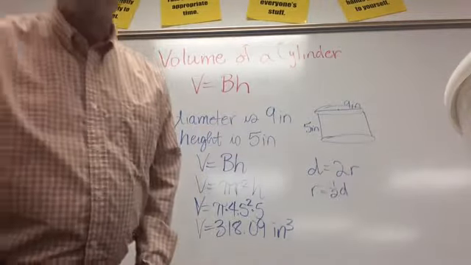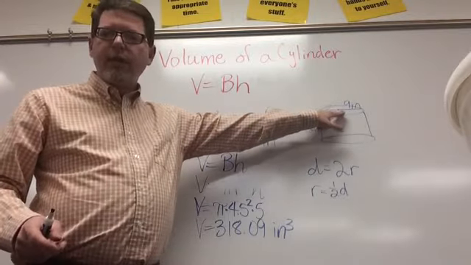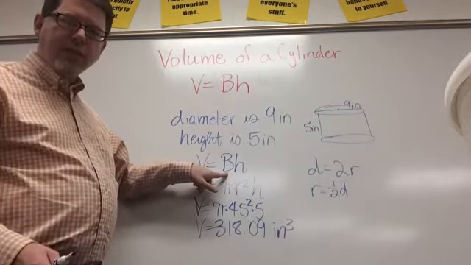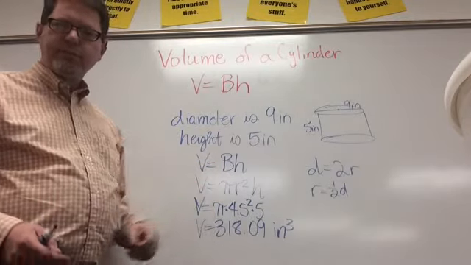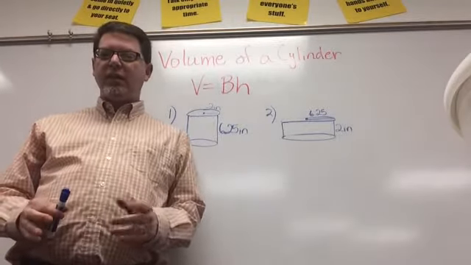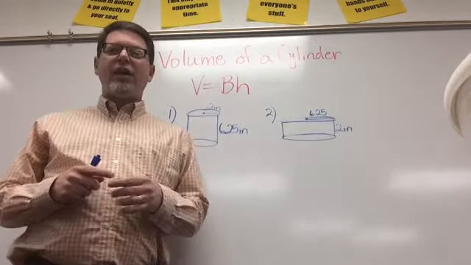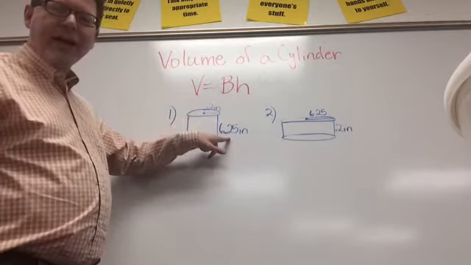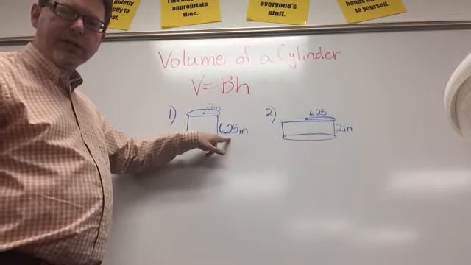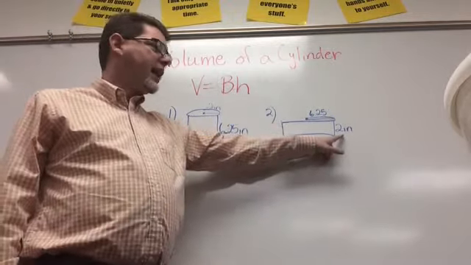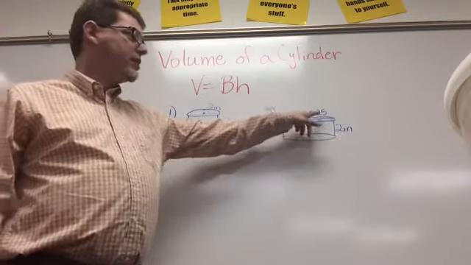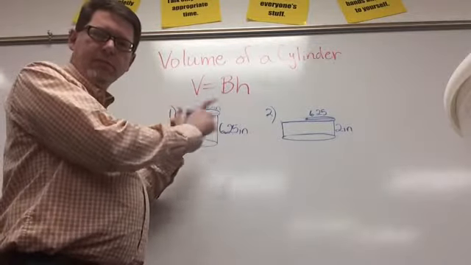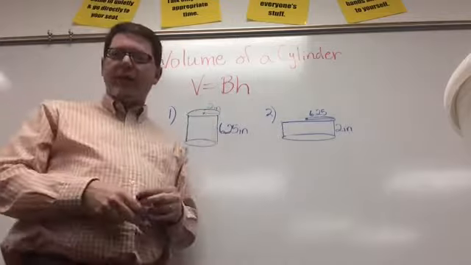Okay? Just to reiterate, you've got to be able to find the radius if you're given a diameter, and you have to remember that the area of a circle is pi r squared. So your practice problems for this evening are to find the volume of these two cylinders. Cylinder 1 has a radius of 2 inches and a height of 6.25 inches. Cylinder 2 has a height of 2 inches and a radius of 6.25 inches. I wonder if they have the same volume, since they have the same dimensions, just switched around. You'll find that out.